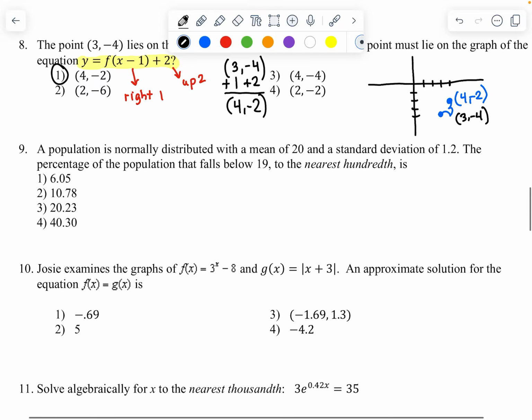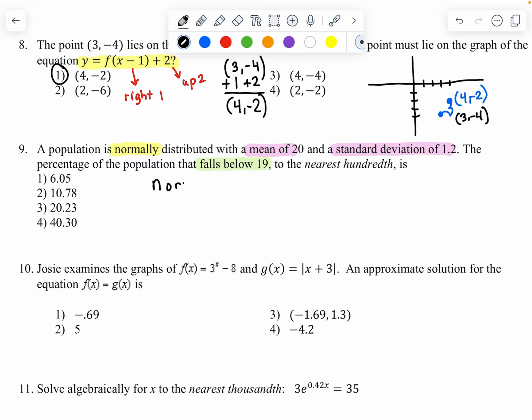Okay, number 9. This will definitely be asked on the regions. A population is normally distributed. The second you see normally distributed, you know that you're working with normal CDF. Now, you have a mean of 20 and a standard deviation of 1.2. They want to know the percentage that falls below 19 to the nearest hundredth.